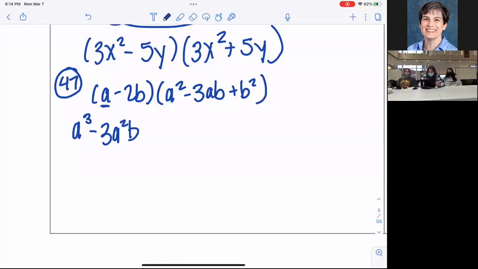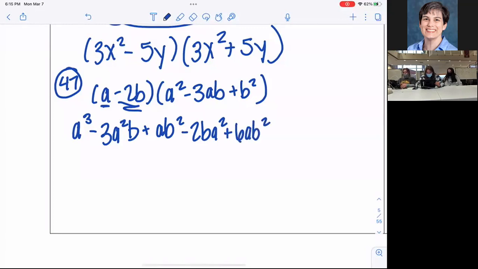squared b plus ab squared. I'm going to start with this one. Negative 2 times a squared is going to be negative 2ba squared. And then you have plus 6ab squared. And then you have the last term, it's going to be minus 2b cubed.